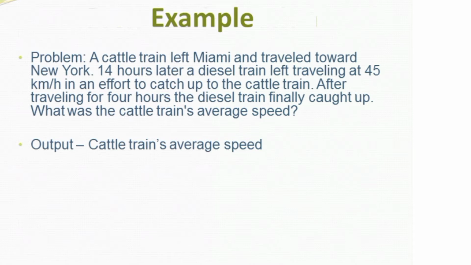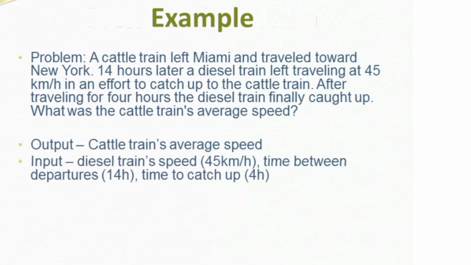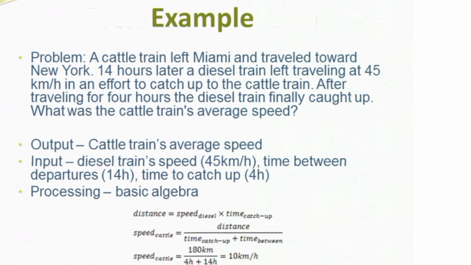What information do we have available to try and calculate that? We have all this information in the problem. We have the diesel train speed, we have the time between the departures, which is 14 hours, we have the time it takes for the diesel train to catch the cattle train of 4 hours. Okay, so those would be our input values. Now that we know our inputs and our outputs, we move to the processing, which is just some basic algebra. You can see the equations there. That part's not really important. The important part is that you see how we look at a problem statement and start to try to identify what our outputs, inputs, and then ultimately figure out what our processing is.